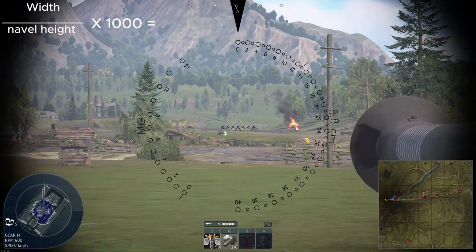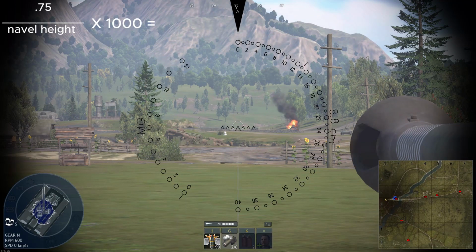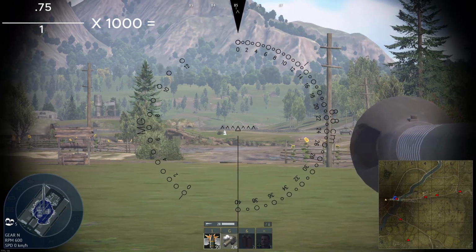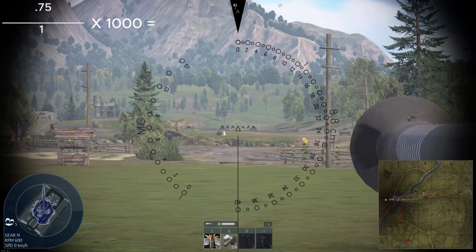Panzergranate geladen. Alright, final one. This one has the width of 0.75 units and 1 unit tall. So, 0.75 divided by 1 times 1000 is 750 meters.